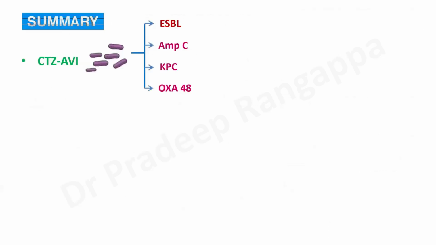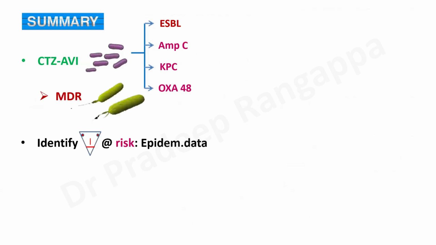So the summary, that is the last slide. Ceftazidime-Avibactam is effective against all the enterobacteria which are ESBL producers, AmpC or KPC. KPC is class A, AmpC is class C, and class D is OXA-48 and ESBL producers. And it is effective against MDR Pseudomonas.